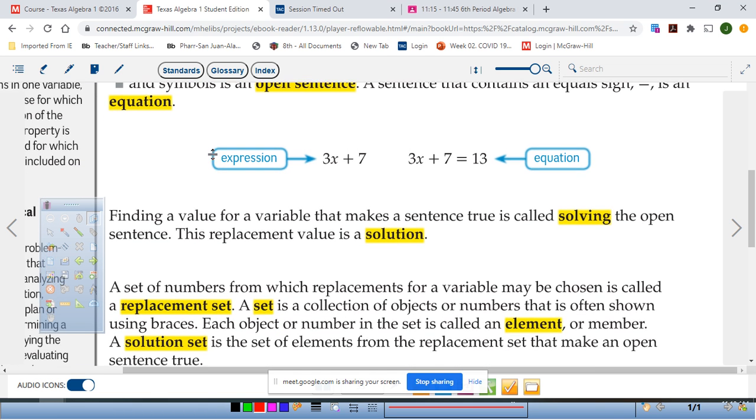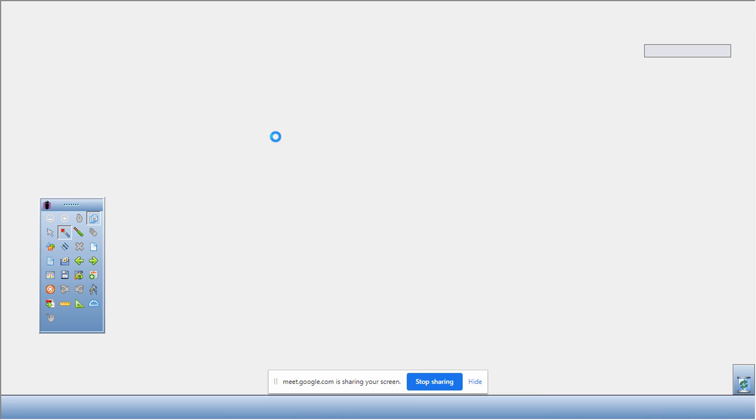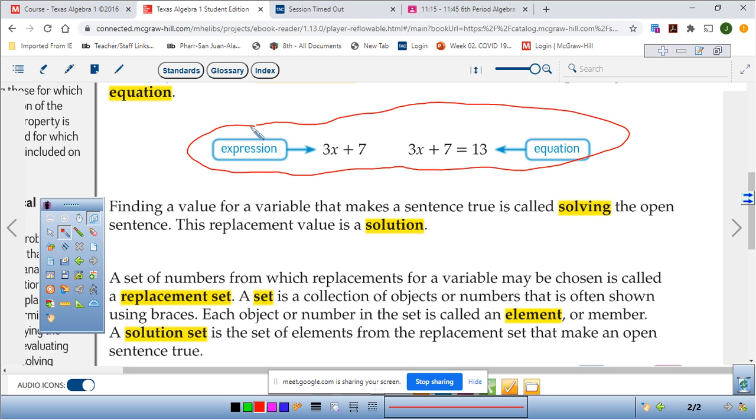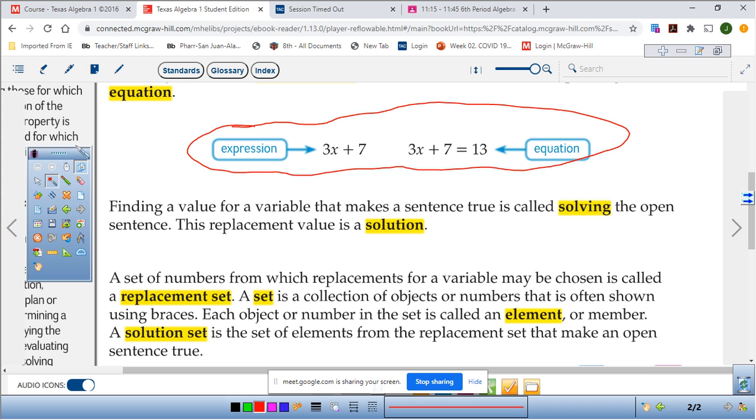So do me a favor, write that down, as far as this part that I circled. Okay, write that down, please. Make sure you know an equation has an equal sign. An expression does not have an equal sign.